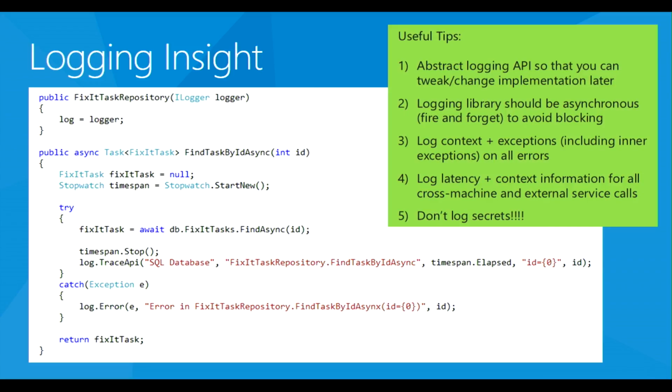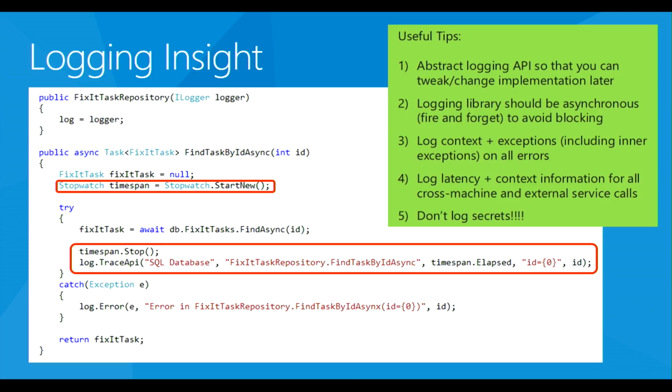I have some data access code here where I'm using FindTaskByIdAsync. This is the code that's going to return that task, and then I return it. You'll notice that I've added a bunch of error handling and logging code into it. What am I doing here? Before I make my call to my database, I instantiate a standard .NET diagnostics Stopwatch class and start it. Then when I finish calling back from my database, I stop that time span and write to my log system: we called the SQL database, here's the method I called, here's how long it took, and by the way, here's the ID I searched on.